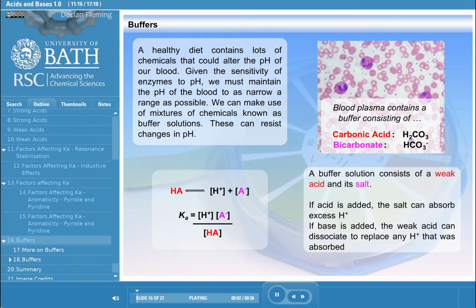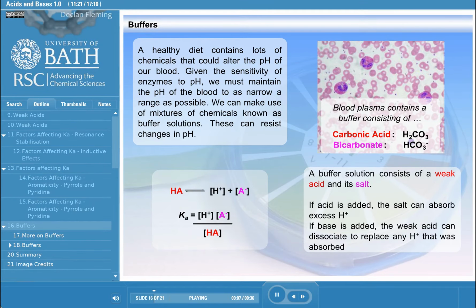Given the specificity of its enzymes, our body must maintain a stable pH in order for us to be able to survive, but we regularly consume food and drink that would alter our blood's pH. A mixture of chemicals known as a buffer can be used to resist changes in pH. A buffer solution consists of a weak acid and its salt. If acid is added, the salts can absorb excess H+, shifting the equilibrium left and forming more molecular acid. If base is added, the weak acid can dissociate to replace any H+ that was absorbed.